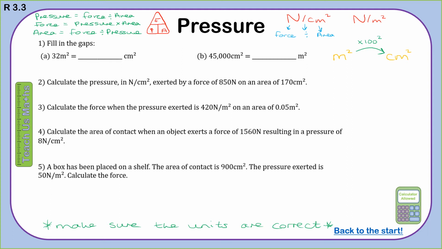To work backwards then, if I had centimetres squared and I wanted my area in metres squared, I would divide by 100 squared. 100 squared is the same as 10,000.